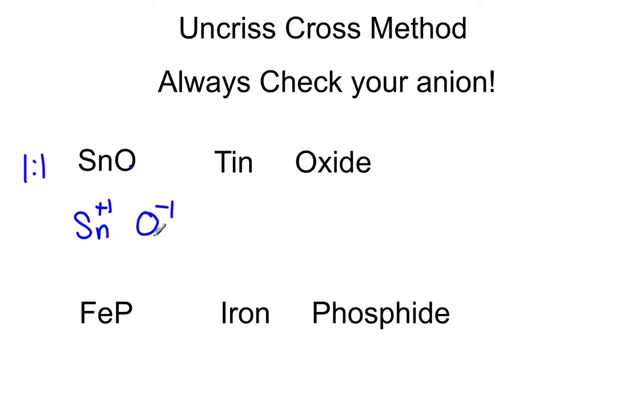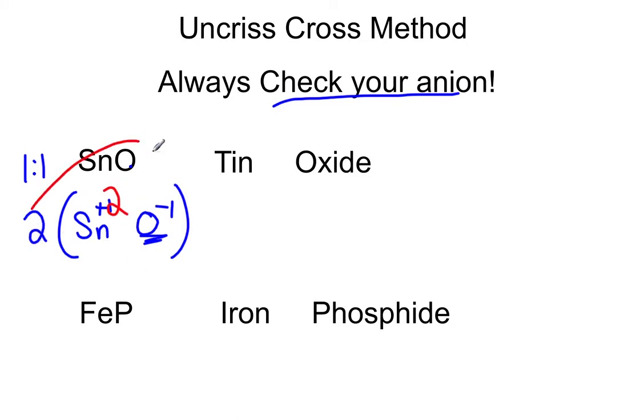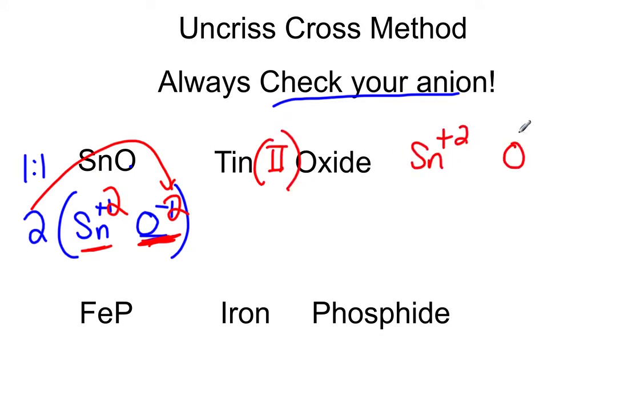Now, oxygen doesn't make a -1 charge. I'm checking my anion. This is wrong. When I realize that it's wrong, it's not a big deal. I quickly fix it. I'm going to multiply everything by 2. So this is going to become Sn +2, and this becomes oxygen -2. That is right. Tin with a +2 and oxygen with a -2. So I keep changing it until I get oxygen to be correct. Once oxygen is correct, then I magically know the tin charge. So this is tin 2 oxide. Sn +2 bonds with O -2.